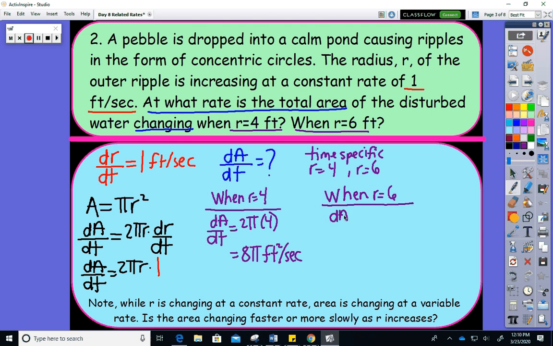dA/dt equals 2 pi r, so that's 12 pi feet squared per second. So it turns out at the moment in time when the radius of the circle is 6, the area of the circle is increasing at a rate of 12 pi feet squared per second. So the bigger the circle you have, the faster or the greater the amount of change in the area at that moment in time. So that's what we've got there.